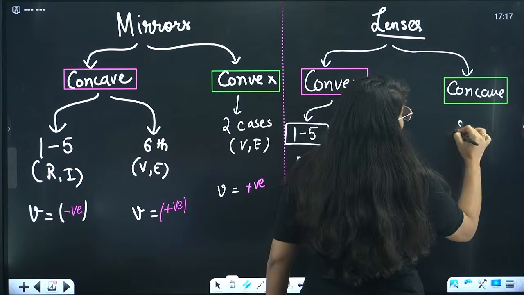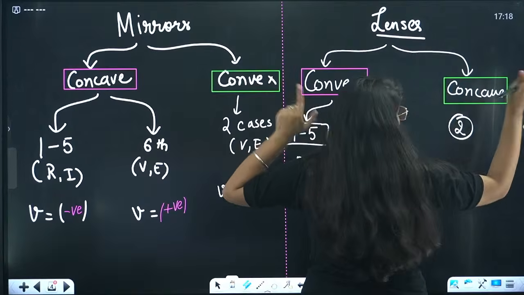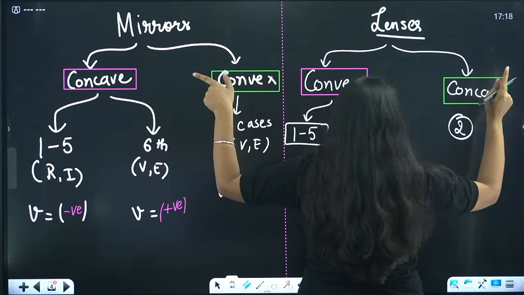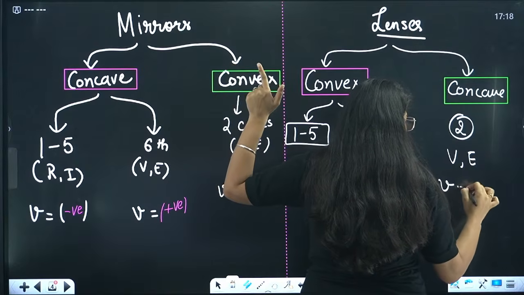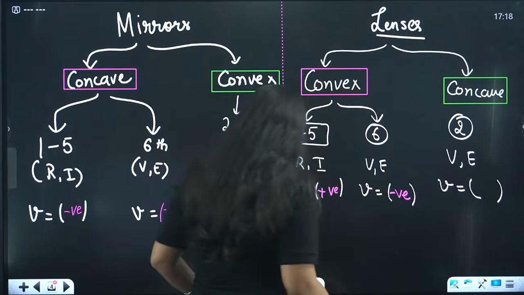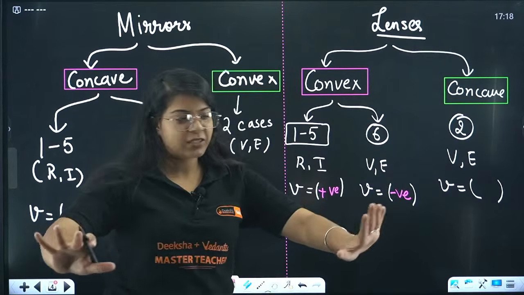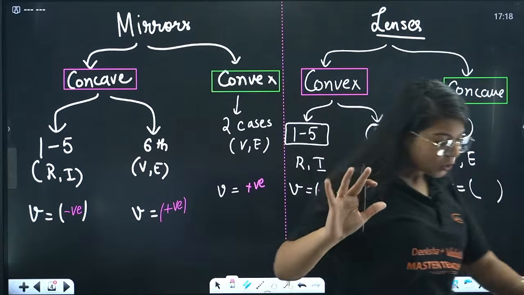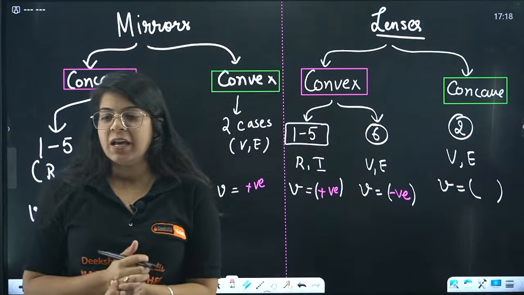Now, concave mirror has two cases. Both the cases are similar to convex mirror. Concave lens has two cases. Both are similar to convex mirror and both are virtual and direct. And in virtual and direct, what is the sign of V in case of lenses? So you all are clear about this whole scenario, right? You all are clear about this?